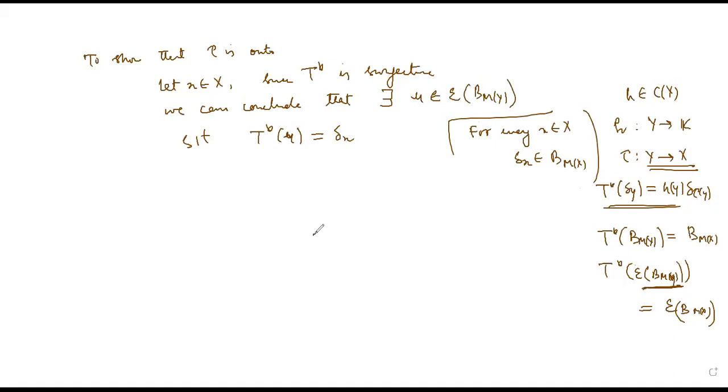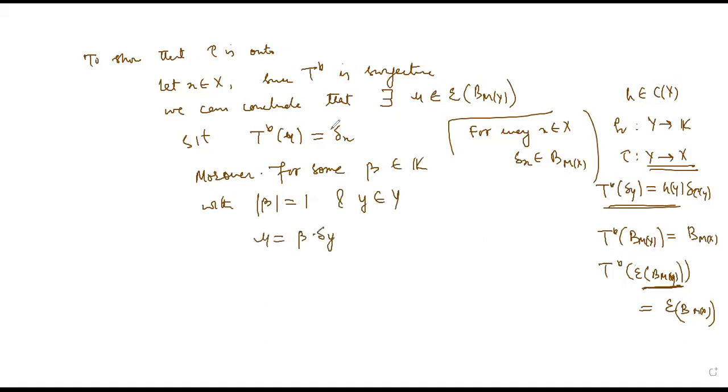Okay. Moreover, for some beta belonging to K with modulus of beta equal to 1, right? And y belonging to Y, I must have mu equal to beta del y. Why? Because of course this mu जो है ये यहाँ belong करता है और इसके extreme points इस type के होते हैं, right? Measure space.